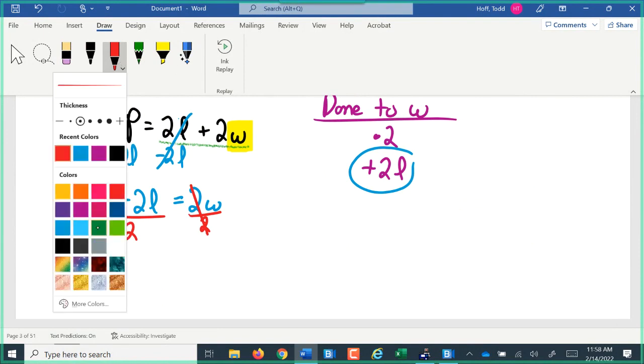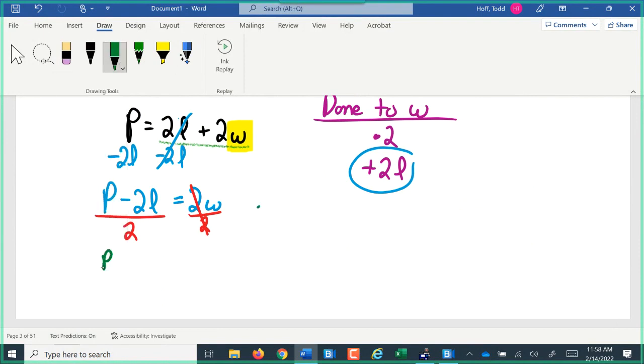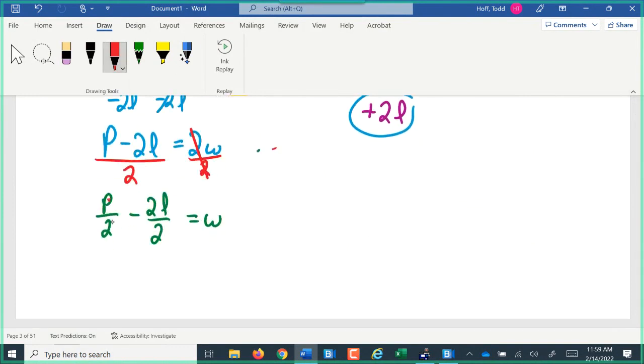Which means, technically, what we're doing is P divided by 2 and the negative 2L divided by 2. That'll give us the W on the right side. So we're dividing each of them. P divided by 2 is just going to be P over 2, or 1/2 times P. I'm just going to keep it as P over 2. Minus 2L over 2. Well, the 2's cancel out. Just minus L equals W. So we have simplified that formula.